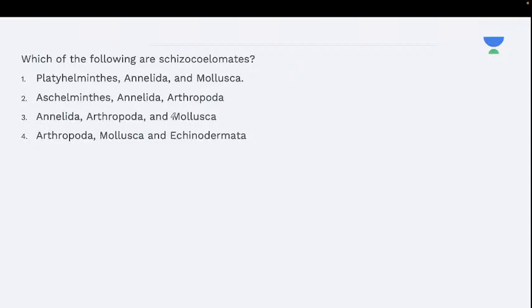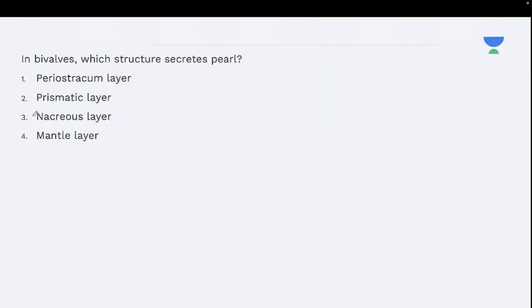Which of the following are schizocoelomates? So here you can see the Platyhelminthes, Aschelminthes, these are not schizocoelomates. Here the Cnidaria is not a schizocoelomate. So the third, Annelida, Arthropoda and Mollusca, these are all three phyla are schizocoelomates.